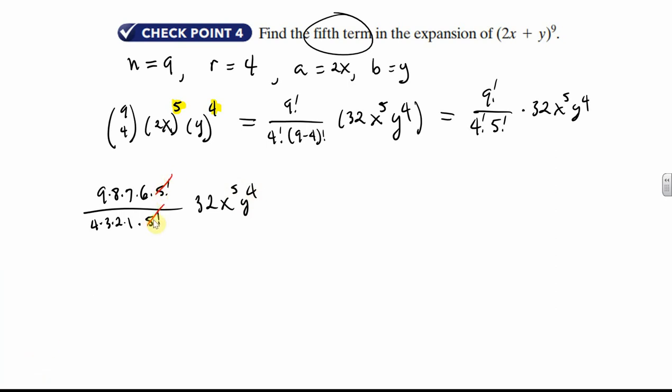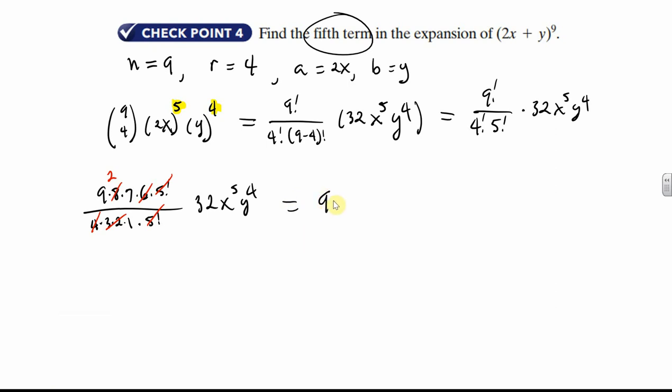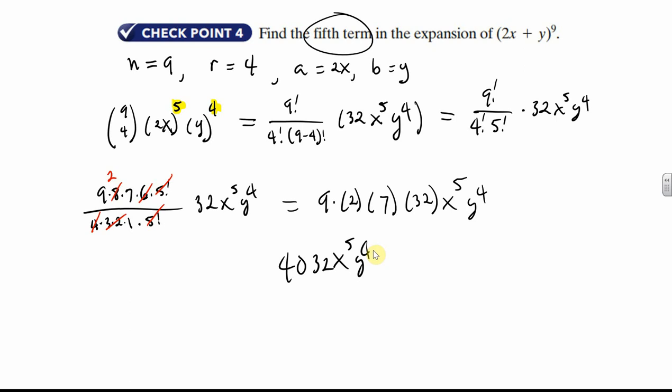So the 5 factorial cancels, right? I see a 3 times 2 is 6, that cancels. And then 8 divided by 4 just leaves a 2. Right. So let's multiply all that stuff together. So this is 9 times 2 times 7 times 32 times x to the 5th times y to the 4th. So 18 times 7 times 32. I get 4,032 times x to the 5th times y to the 4th. Checkpoint.